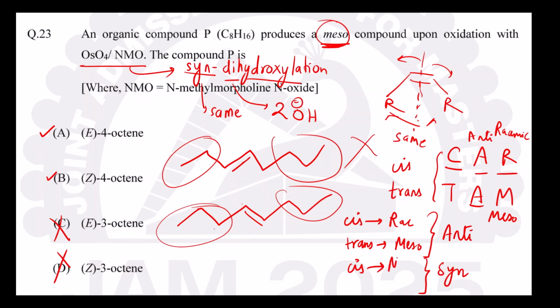Cis alkene will give meso compound, and trans will give what? Trans will give a racemic mixture. Okay, so cis will give a meso compound. In this way you can directly mark the answer as B.